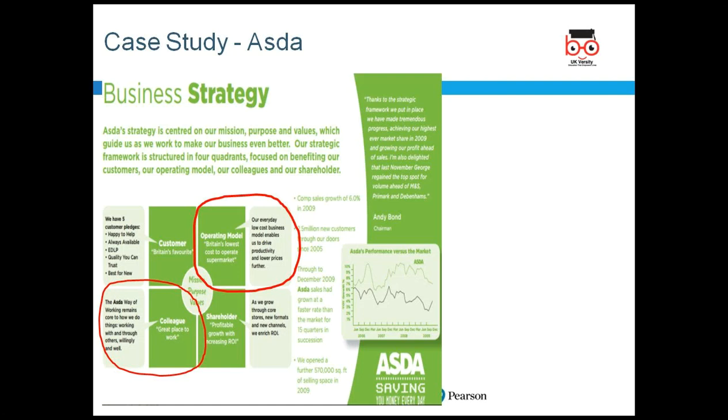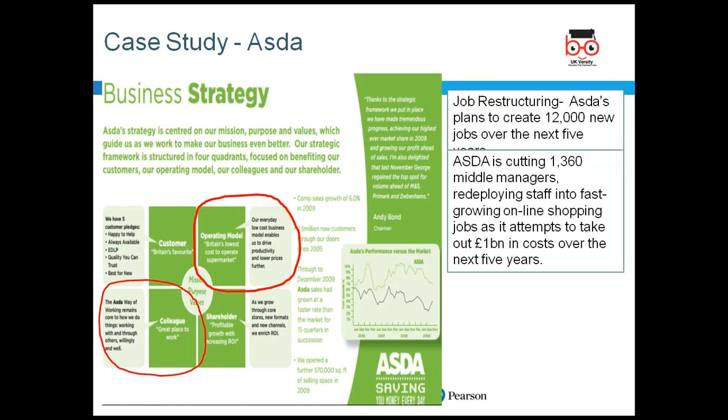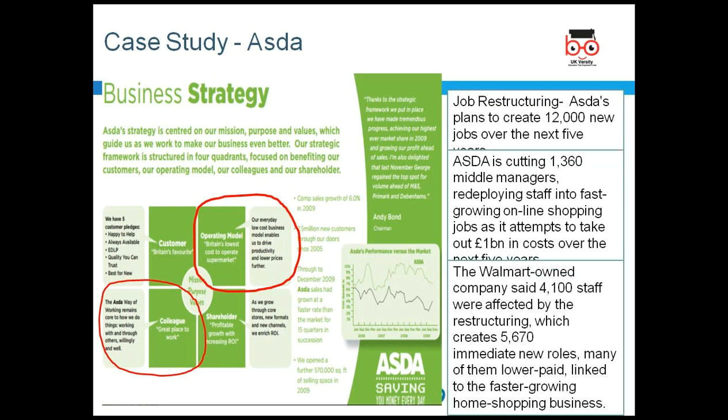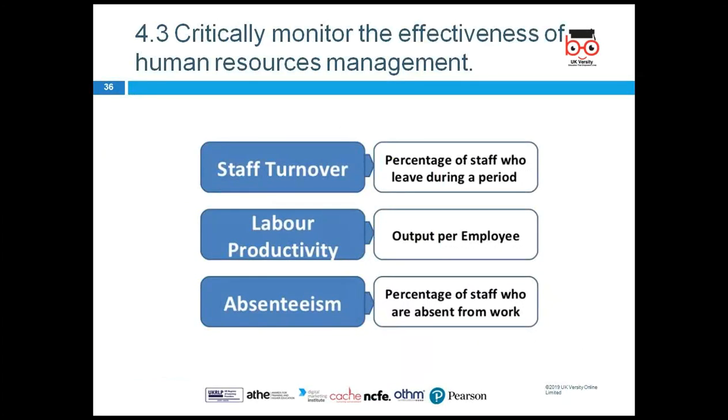Any question? No, it's okay. So that's why we need to think about it. Job restructuring: the plan is to create 12,000 new jobs over the next 5 years, as the company is cutting 13,660 middle managers and redeploying staff in the fast-growing lines. The Walmart-owned company said 4,100 staff were affected by restructuring. That's why they are looking at restructuring, and with the Sainsbury's merger, they had already restructured before as well.